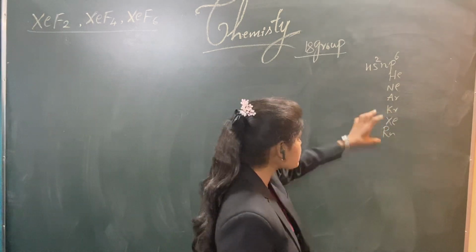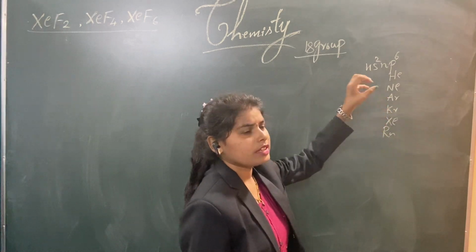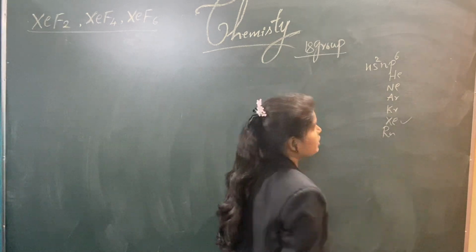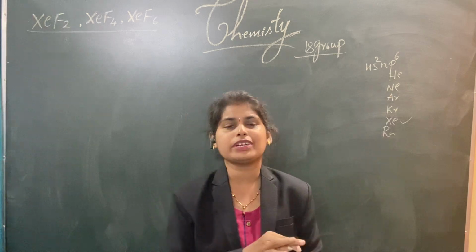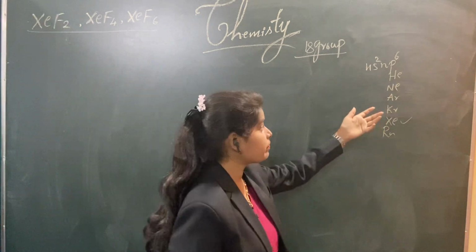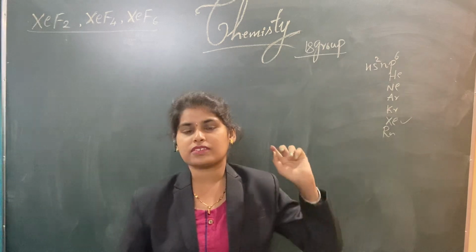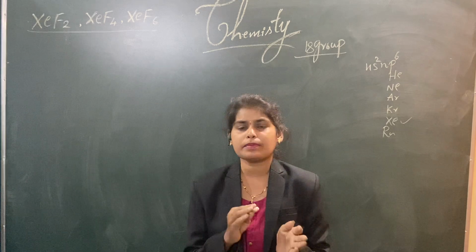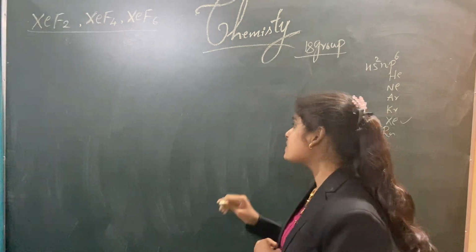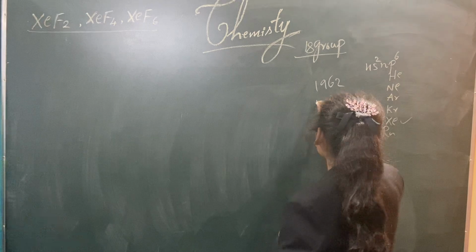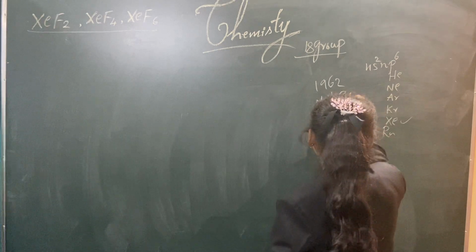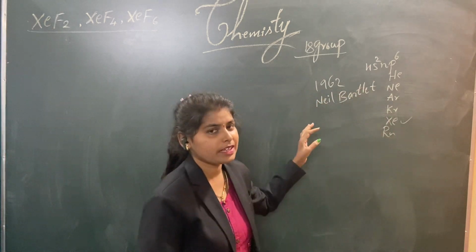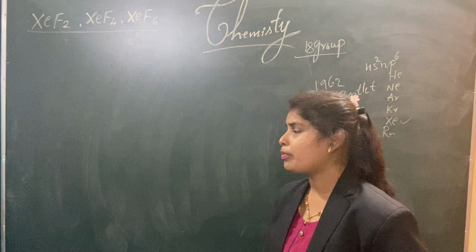Among all these elements, the element which forms most of the compounds is xenon. Actually, all these 18th group elements are completely stable because they have the configuration ns2 np6. Since they are stable, they will not undergo reaction with anyone. That means they are not reacting with any other elements. But in 1962, a scientist by the name Neil Bartlett found one of the new compounds.